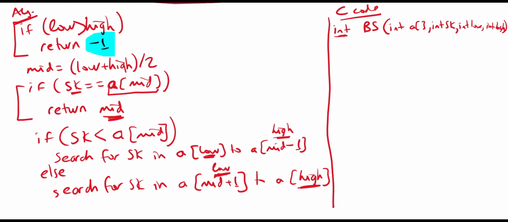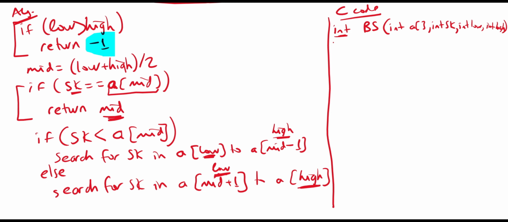And I said integer here because I'm going to get a value back. So if I get -1, I will understand that the number that I'm looking for is not in the array. If I get a number other than -1, I will understand that it is found in the array and I'm getting its index.